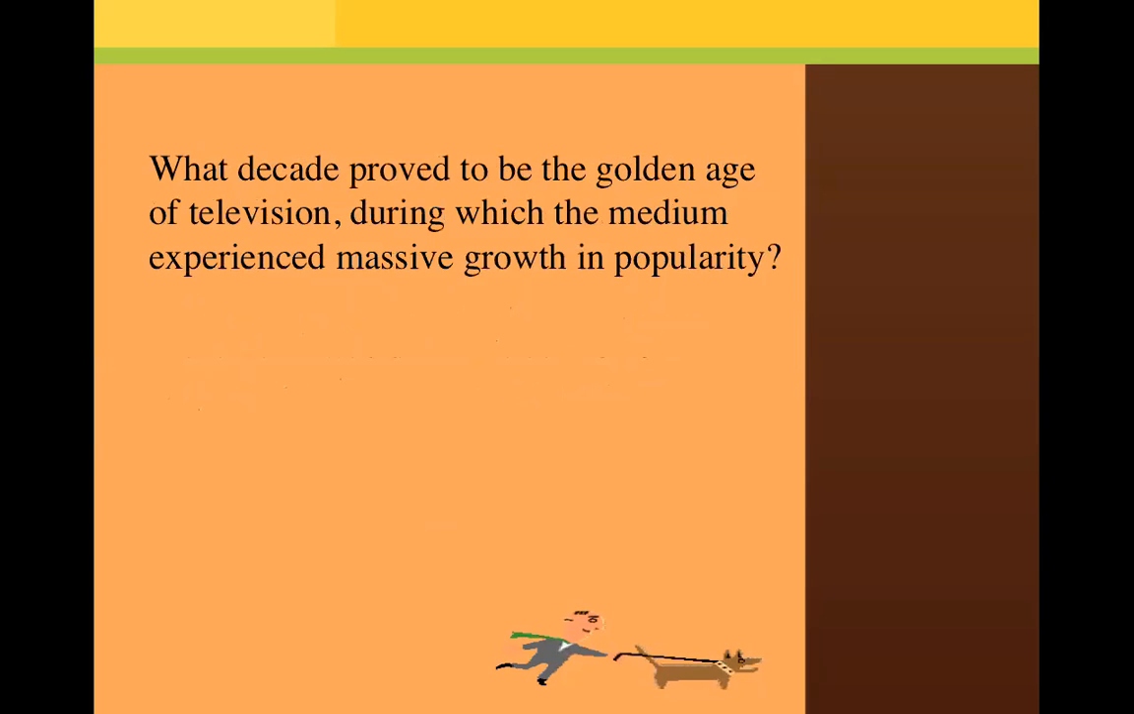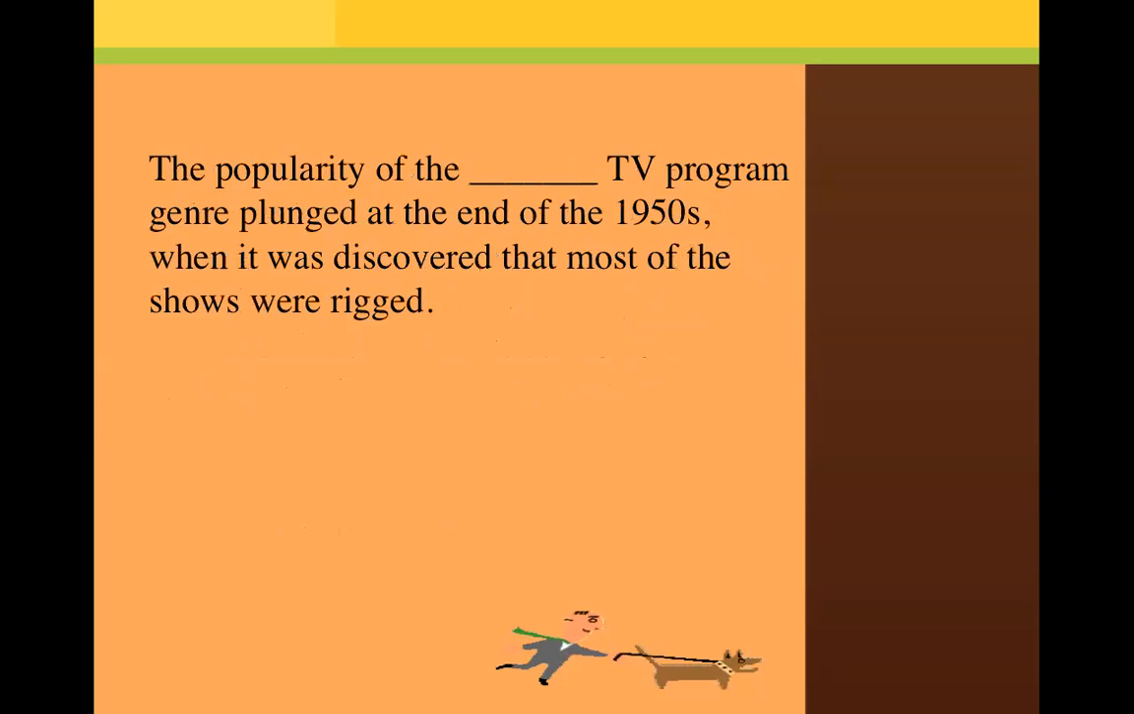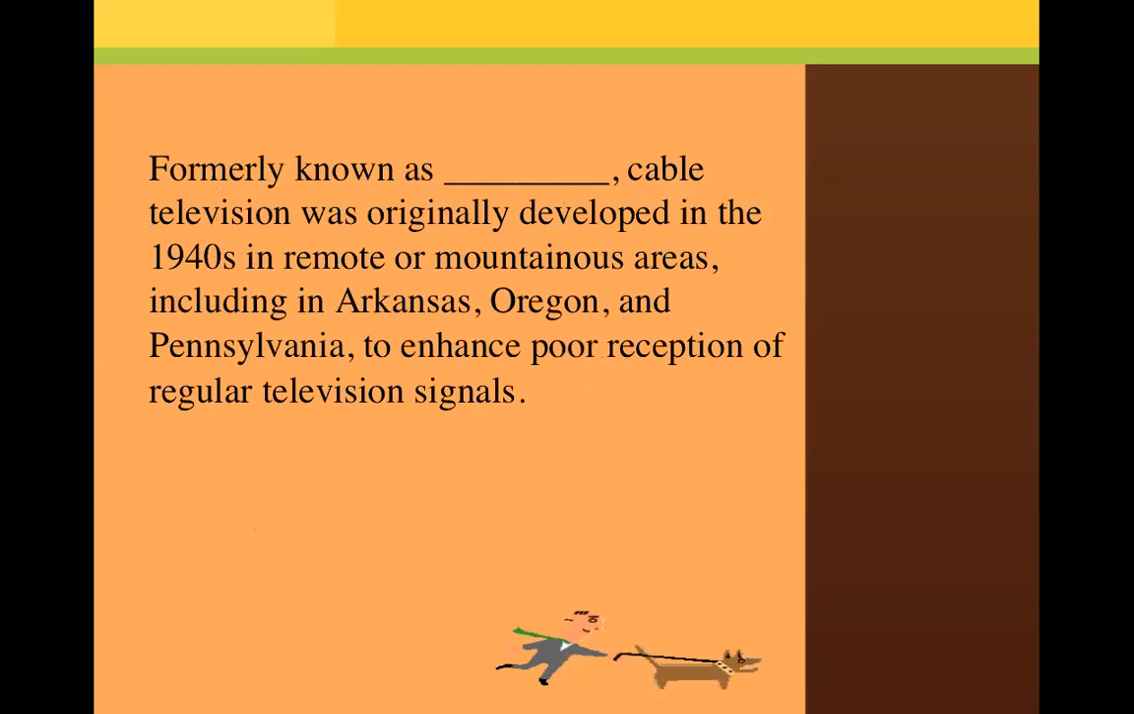What decade proved to be the golden age of television, during which the medium experienced massive growth in popularity? Well, we think of the golden age of TV being the 1950s. The popularity of what TV programs genre plunged at the end of the 1950s when it was discovered that most of the shows were rigged? That was based on the quiz show scandal of the 1950s.